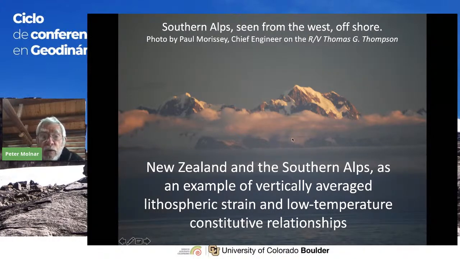And this is a view looking from the west, from offshore on a ship towards the Southern Alps and high peaks. I think this is Mount Cook, the highest peak, but I've forgotten, I may be wrong. And then you see the ocean here down at the bottom.